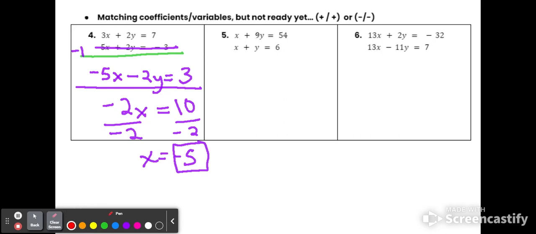So we don't have a match with our y's, because this is 9, this is 1. But here we have 1 and 1, and they're both positive at the moment. So let's make one of these negative. So I'm going to multiply by negative 1. I'm just going to choose this one. So negative 1 times 1x, negative 1x. Positive 1y times negative 1, negative 1y. And negative 1 times 6, negative 6.